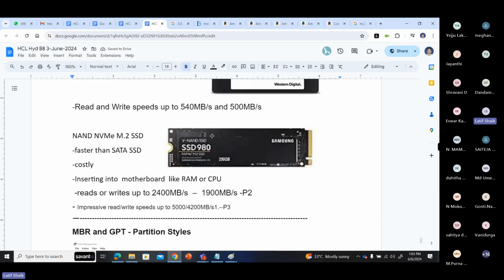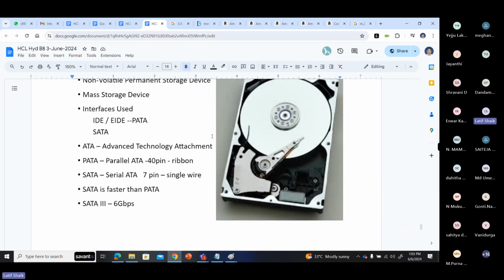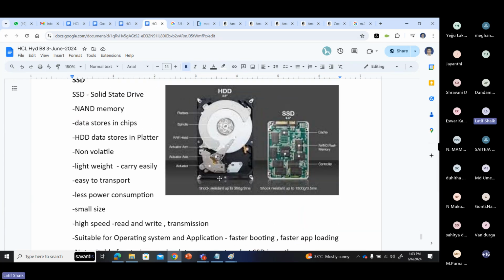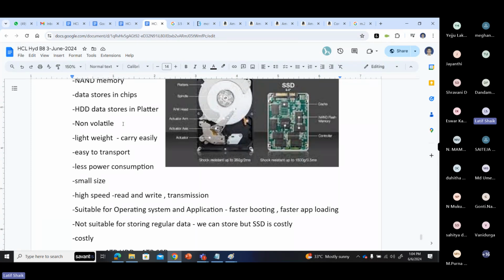Okay, so this is SSD, guys. Once again, in a hard disk, data is stored in platters, and it is magnetic type storage. In SSDs, data is stored in the chip, and it is NAND type memory. So the data is stored in the chipset only. Both are non-volatile memories. Even if you don't give a power supply, data remains in the device.